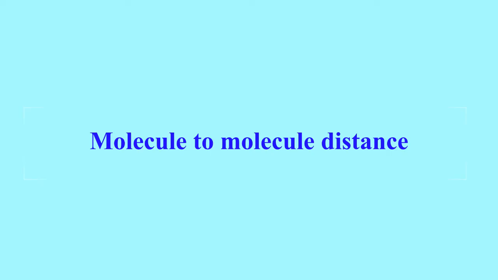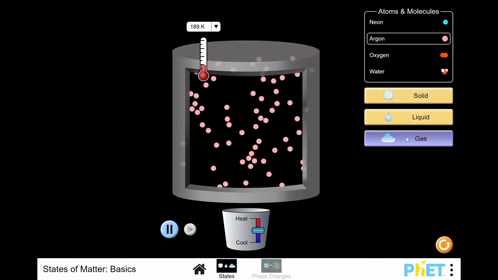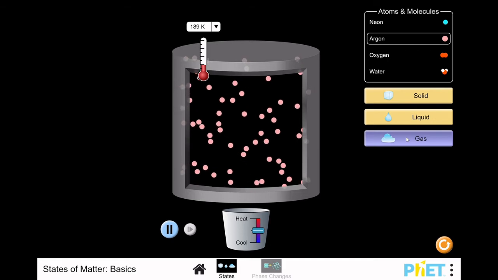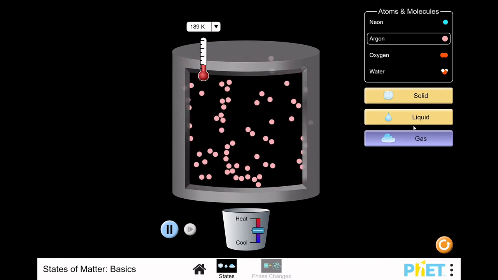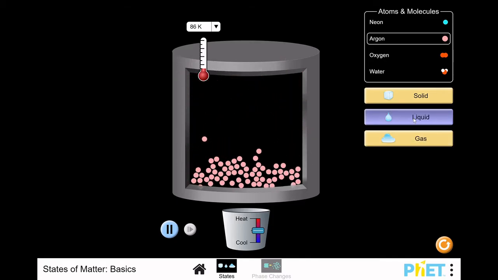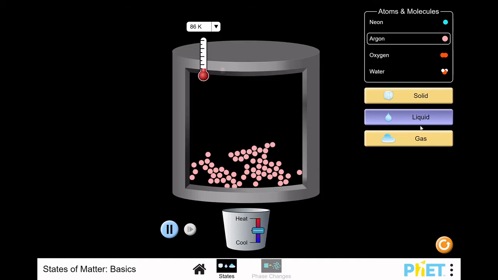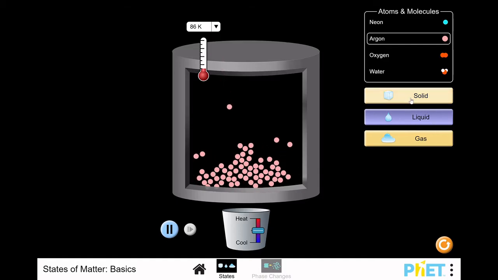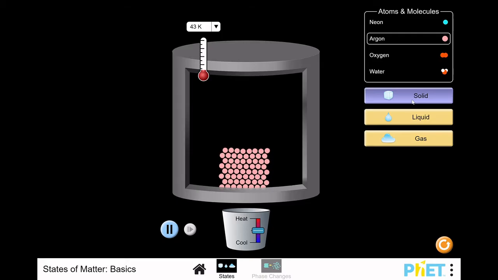Molecule to molecule distance is way smaller in solids. We can kind of see it in this PhET simulation. If we click on gas, we could see that the molecules are all spread out. It would take a long time to get sound to go from one to another, compared to if we went to liquids, where molecules are a lot closer. And even more so when we go to solids, molecules are very close together, and they would transfer information very quickly.